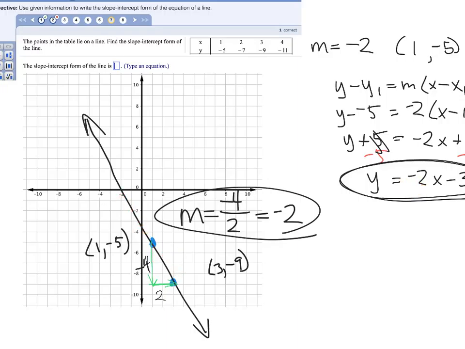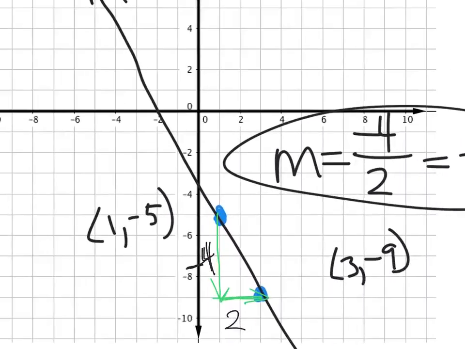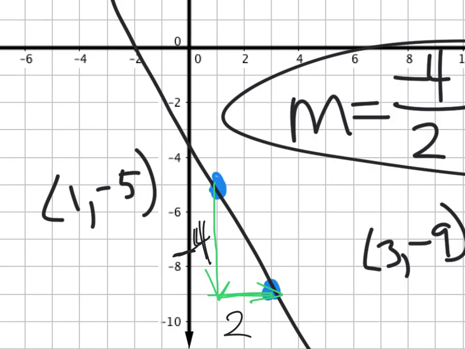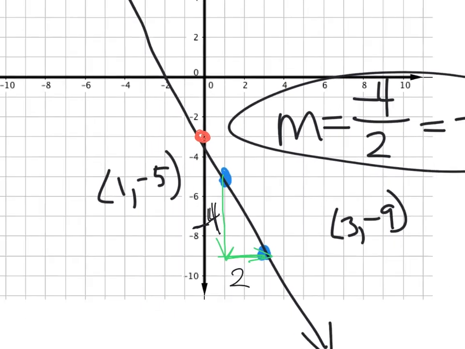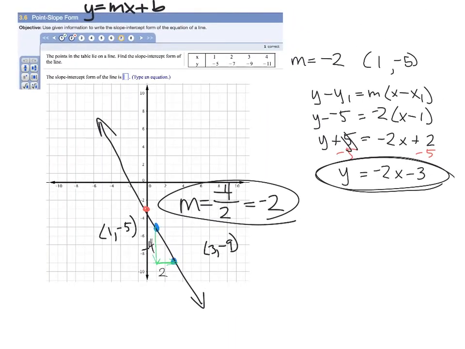We have a slope of negative 2, sure enough, goes down 2 over 1, down 2 over 1, down 2 over 1. And then our formula says the y-intercept should be negative 3. And if I zoom in, I can see that, oh yeah, it's pretty good. Right there is our y-intercept of negative 3. So that tells us our answer is probably correct.